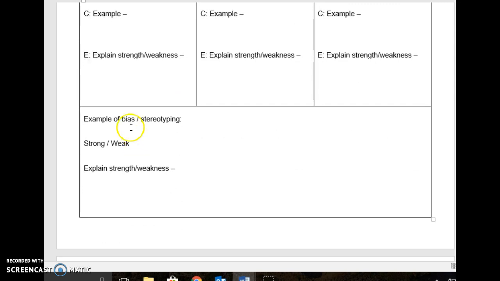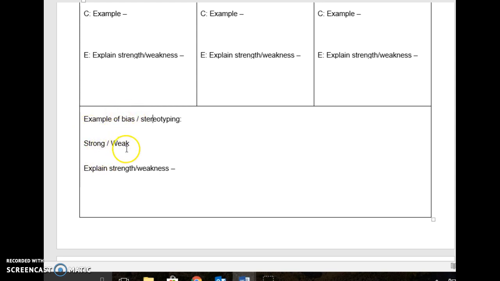Down at the bottom, the last thing you need to do is look for one example of bias or one example of stereotyping. Just one example. I want you to look at that bias or that stereotyping and tell me, does it strengthen the argument or does it weaken the argument? Remember, bias is not always a bad thing. Sometimes bias shows us that the author is more credible. That would make the argument stronger.